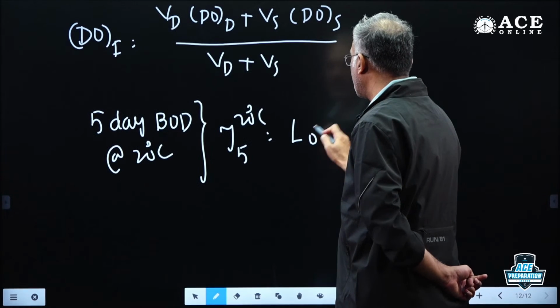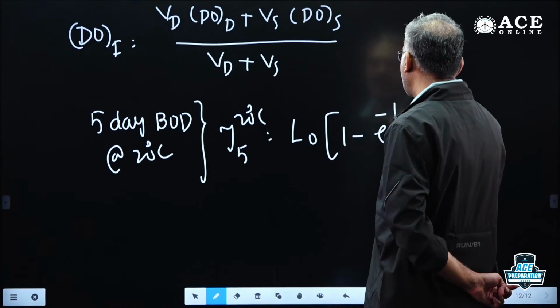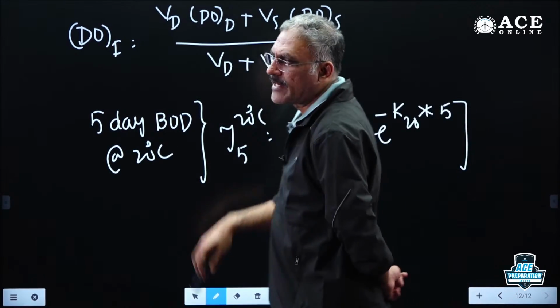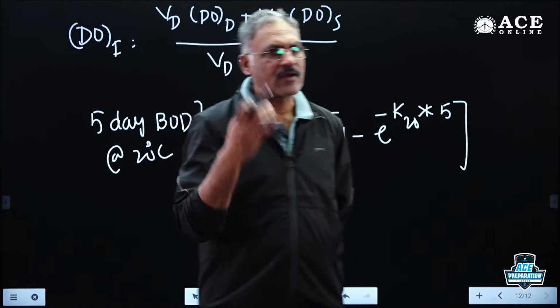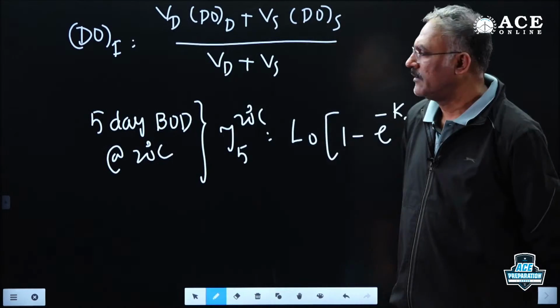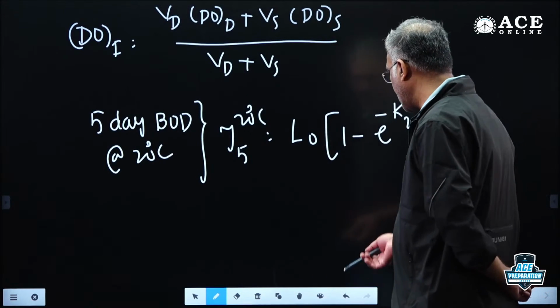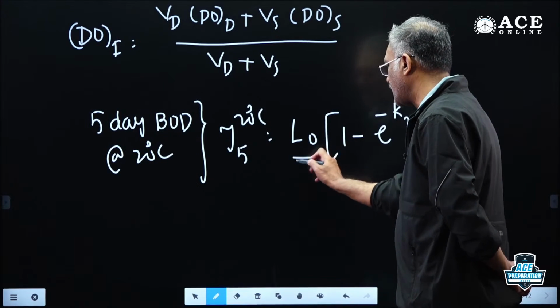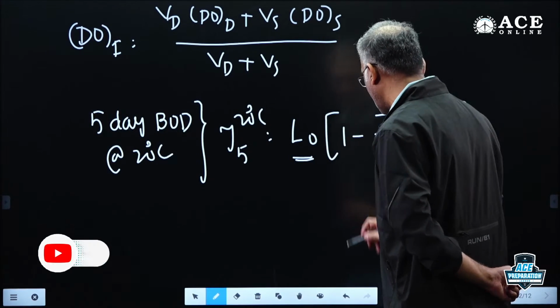It is L0 into 1 minus e power minus k20 into 5. So both of these are equated. Using this you can find out L0 as well as k20 by equating the laboratory model to this one. Here L0 is equal to the ultimate BOD. You are expected to work out the ultimate BOD and the k20 value.